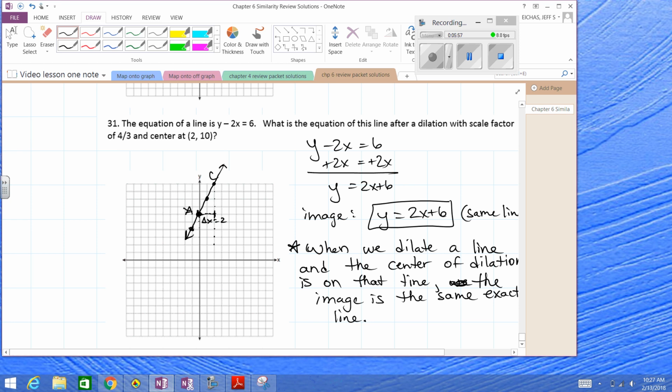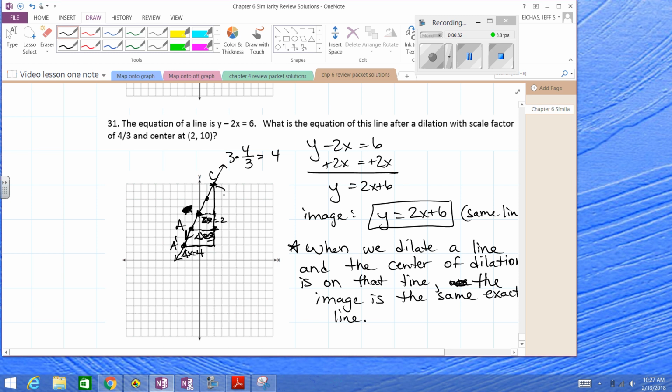Let's call this point A. Let's just use a different one. Change in x there is 3. Now, 3 times 4/3 is 4. So what's going to happen is we're going to move over 4, but we're going to keep along the same line. It's going to land right there at A prime. Your change in x equals 4.